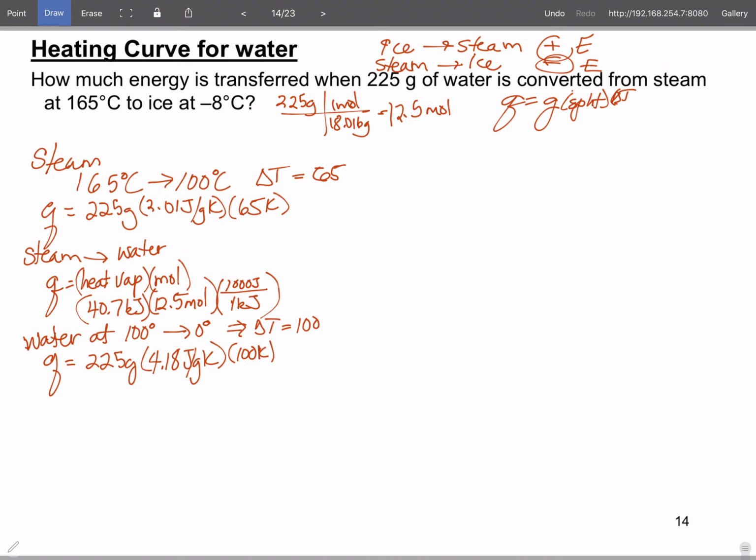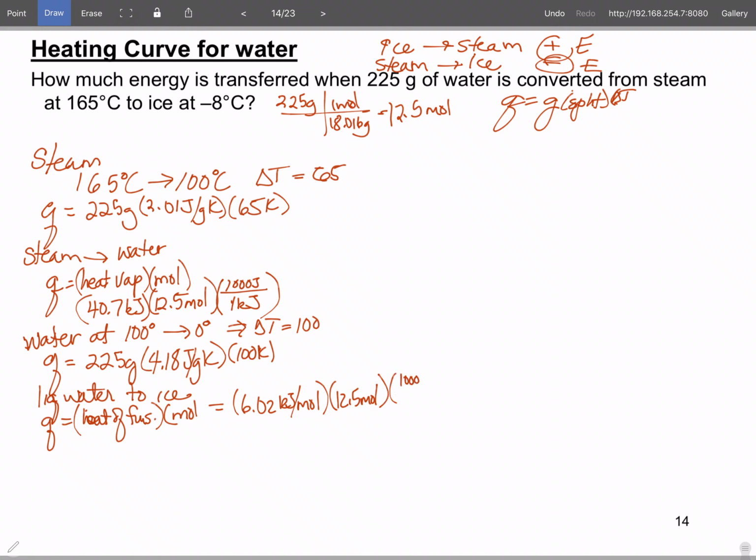Okay. And then we're going to change liquid water to ice. So again, that would be the Q, which is the heat of fusion, times the number of moles, which I'm starting to run out of room, so I'll put that together. So that's 6.02 kilojoules per mole times the 12.5 moles times 1,000 joules per 1 kilojoule.